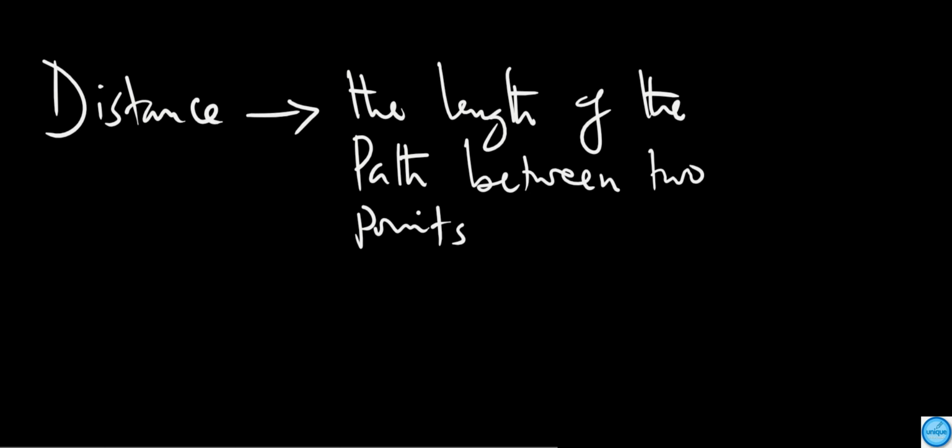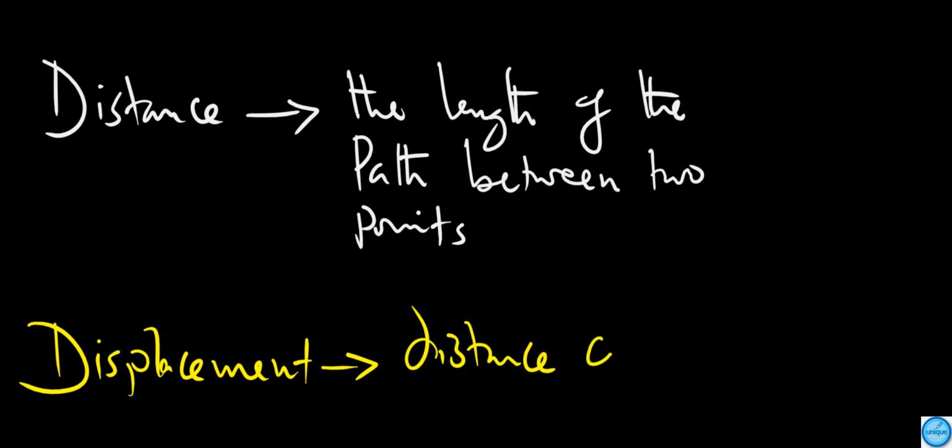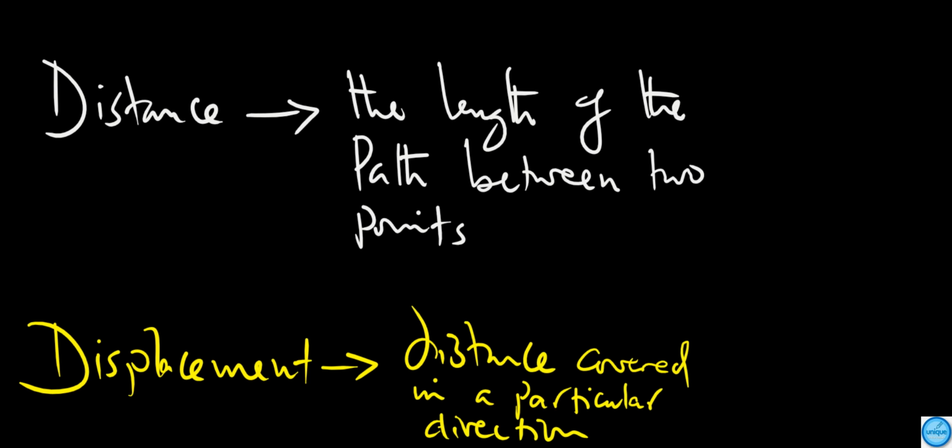The next thing to know is displacement. This one is the distance covered in a particular direction. So there's a difference between the two. With distance we say only the length, whereas with displacement we say it's a distance covered in a particular direction.